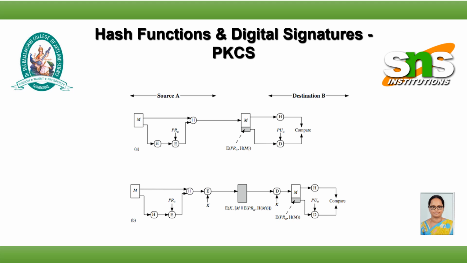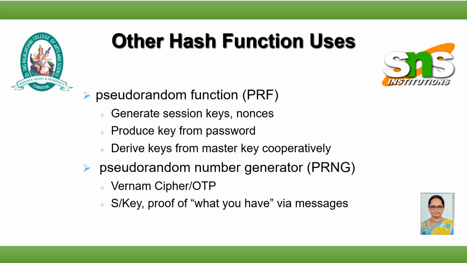Hash functions and digital signatures. The pictorial representation of that is given. In digital signatures also we use a hash function. Along with the message we use the hash function, and this is called encryption. After performing this we do the XOR operation. Then we check by comparing the hash value with the decrypted value.